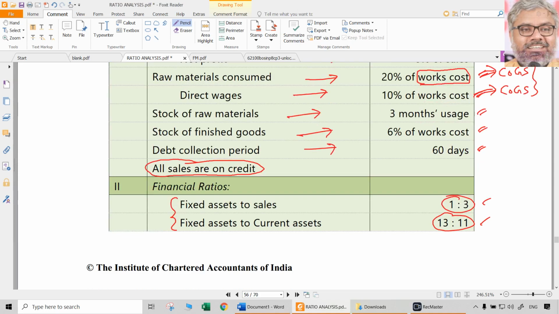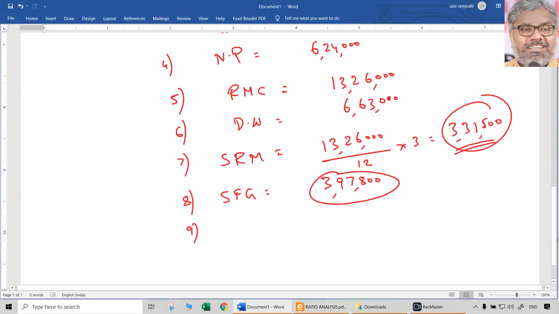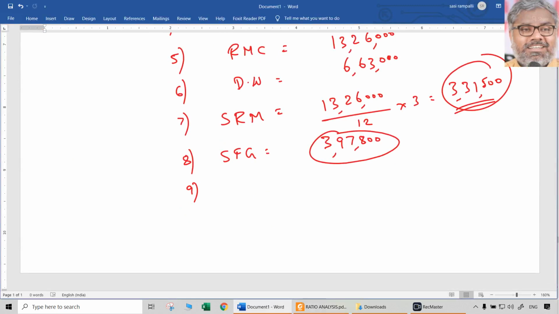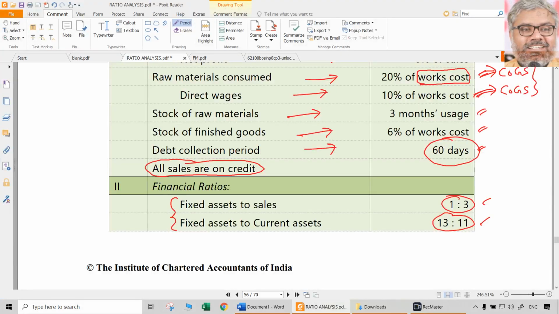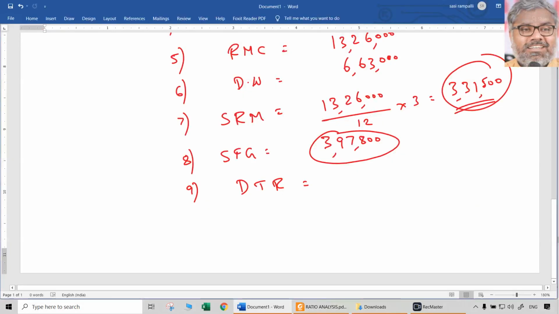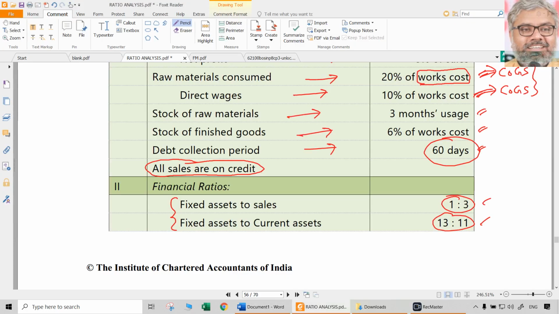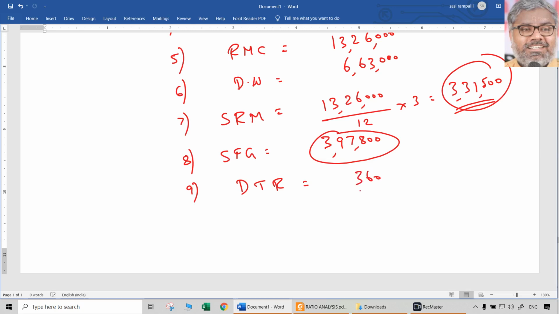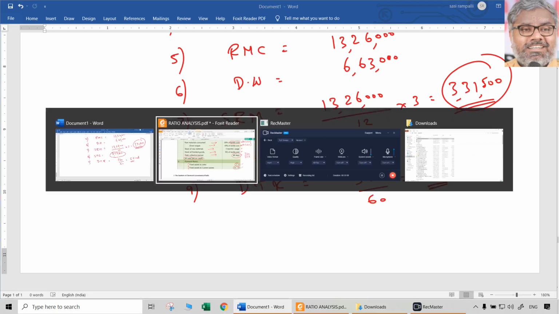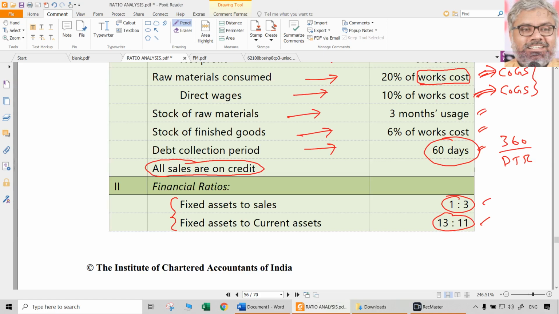Then debt collection period is given as 60 days. So let us take it so that we can understand what will be the use of that. First of all, from that we can find out the debtors turnover ratio. How much is debtors turnover ratio? When debt collection period is 60 days, that itself is 360 divided by debtors turnover ratio. That means debtors turnover ratio will be 360 divided by 60, that is 6 times. That is one piece of information that we can draw from debt collection period.